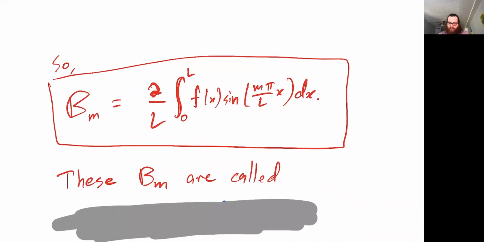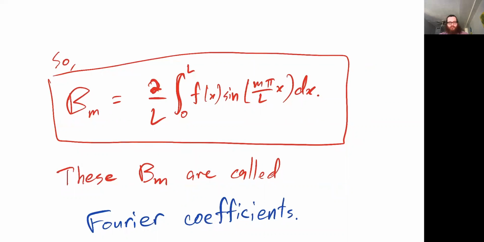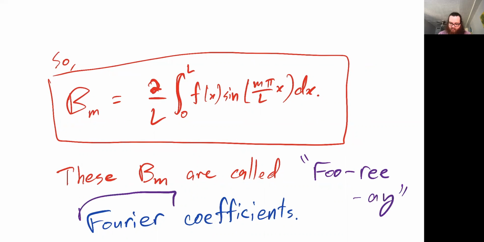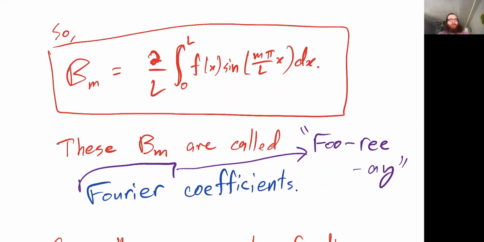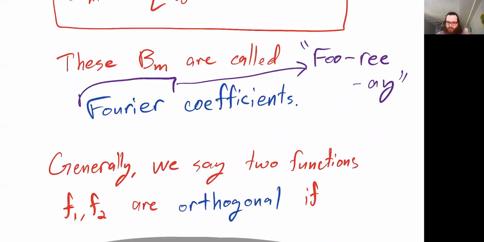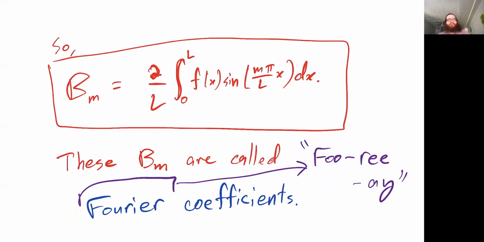So these b sub m are going to be called Fourier coefficients. I can write it out. Fourier, that's how you pronounce his name. He's French. Hopefully it's close enough, but it's Fourier. This is the name of the scientist that popularized and really showed why these coefficients are viable and why we should care about them. And so these were named in his honor. Okay, so now we know how to compute them.